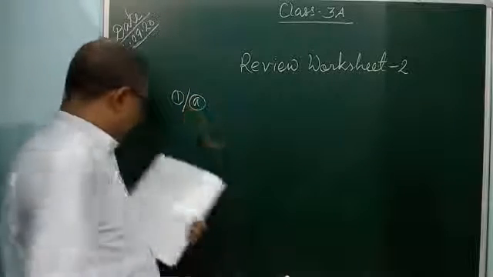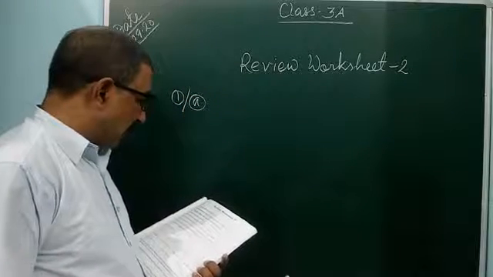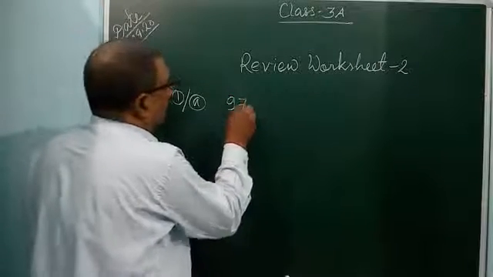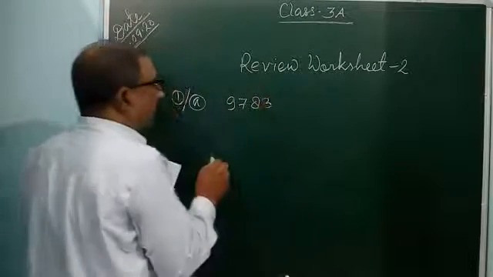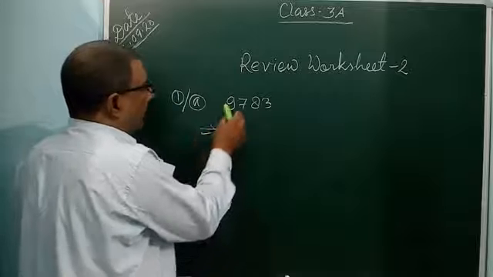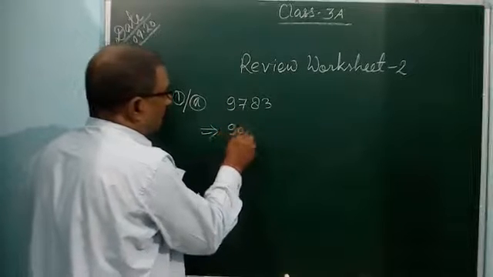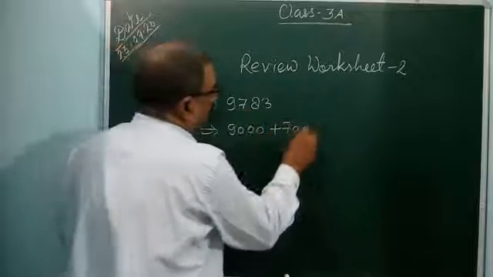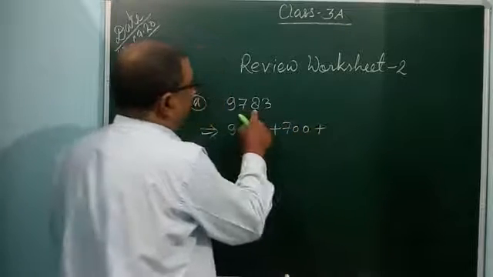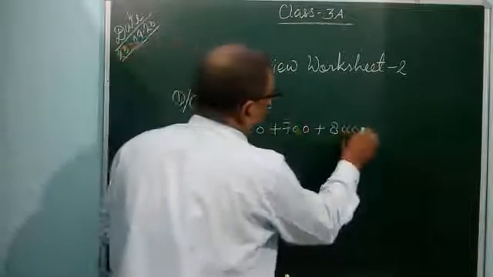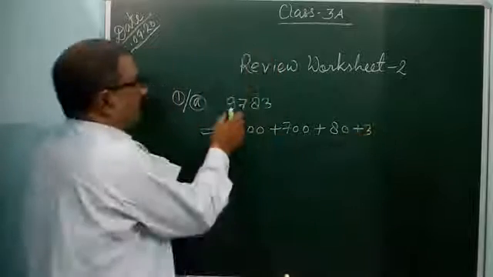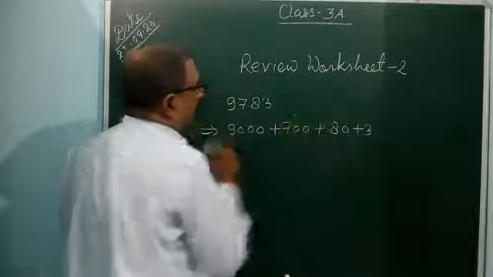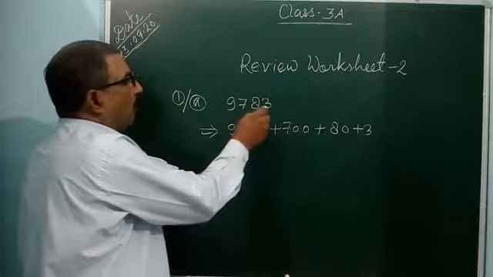A is given the expanded form of 9783. So you can say 9000 plus 700 plus 80 and plus 3, like that. 9780 plus 3.